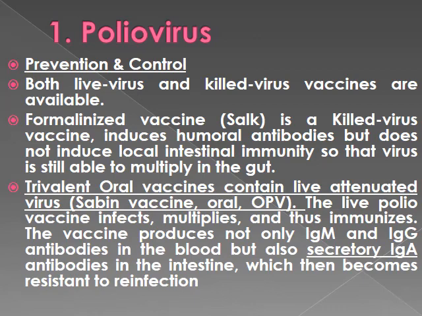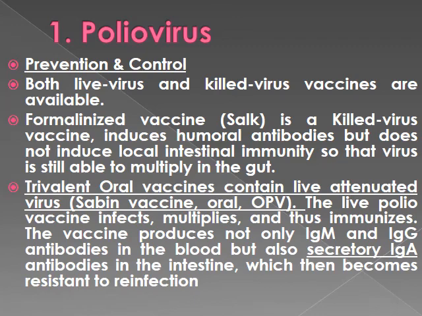And the virus induces humoral antibodies but does not induce local intestinal immunity. Then the preferred vaccine is the oral vaccine, the oral polio vaccine, OPV, which is used as drops, and surely all of you have seen it given frequently. Live polio vaccine infects and multiplies in the small intestine, and the immunity will start to develop.